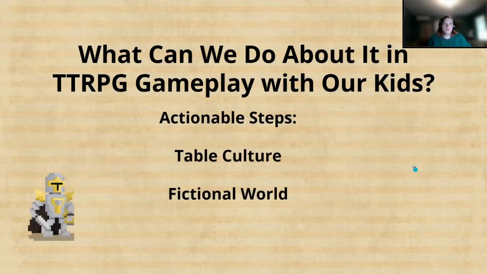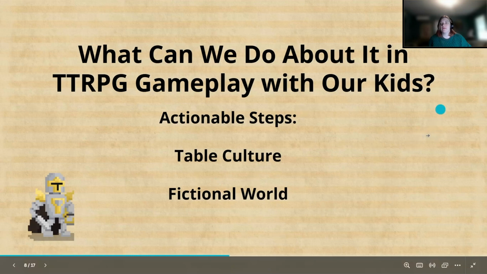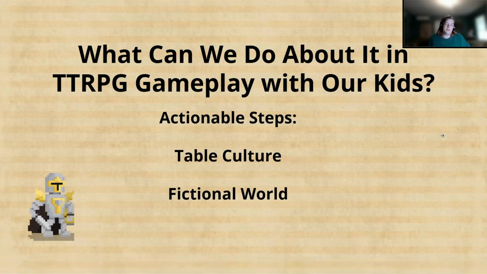But we have some things that we can do to help children instead of perpetuate these sort of implicit colonialist behaviors and ideologies. We can do some pretty simple things that will allow us to help children and ourselves and everyone really do some things that will help them directly work for anti-colonialism. First I'm going to talk about the table culture, which is what we do amongst ourselves out of the fiction as the players at the table. And then I'm going to talk about some moves that we can make in our fictional world to also support this work.